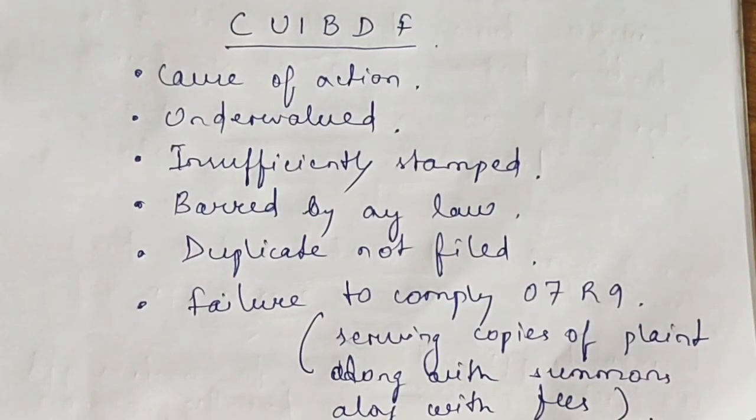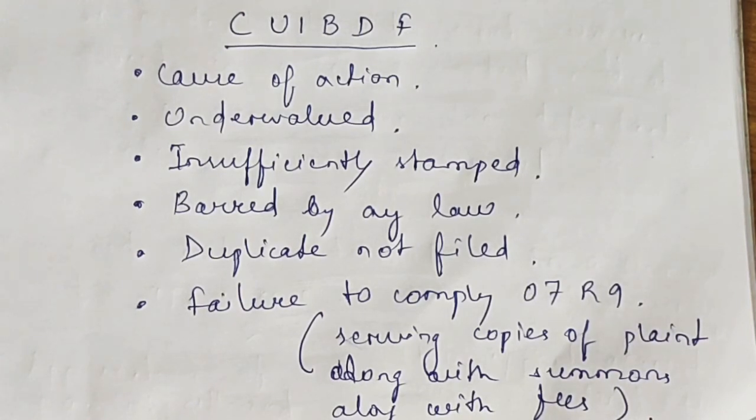You have to only remember these 6 alphabets in order to remember the 6 points for rejection of plaint. CUIBDF. C for cause of action, that means when the plaintiff does not disclose a cause of action. U, undervalued, when the plaint is undervalued and the court fixes a time, and the plaintiff still fails to correct the valuation.